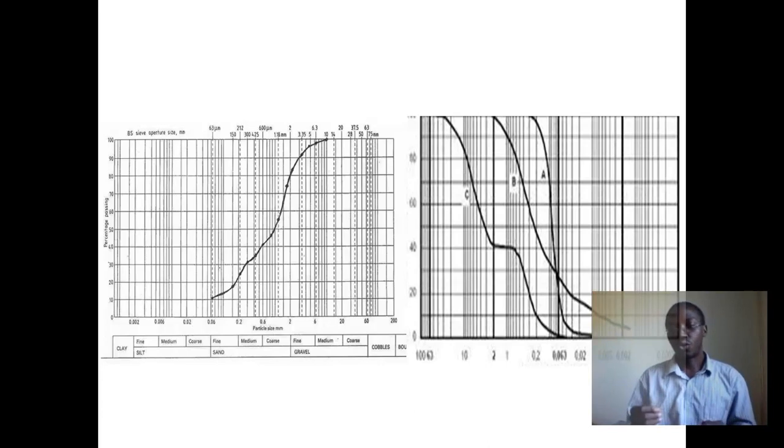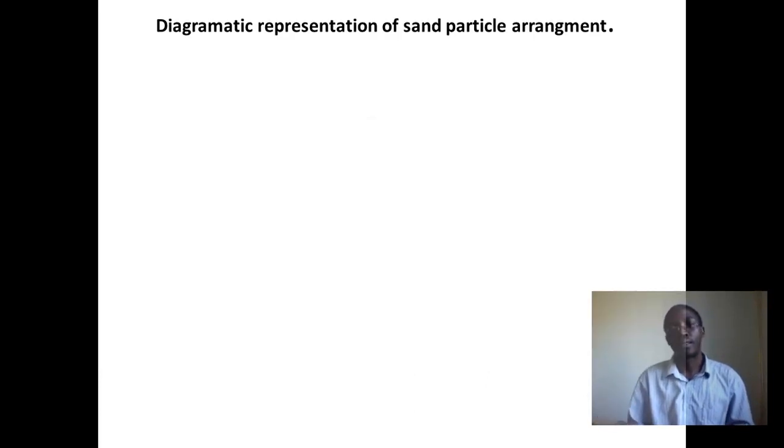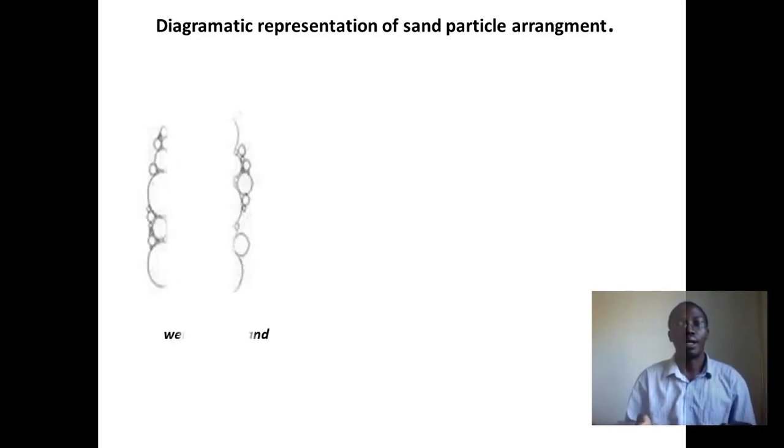When you look at the shape of our grading curve, which is the first, and compare it with the different shapes, you will find that the shape of the grading curve we got is similar to the shape of the grading curve B. Hence, our sand sample is well graded. It means that this sand is of good quality and suitable to be used in civil engineering works like manufacturing of concrete.